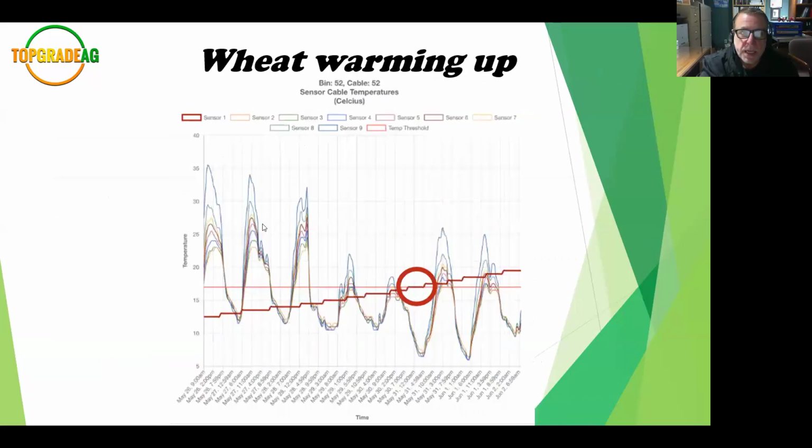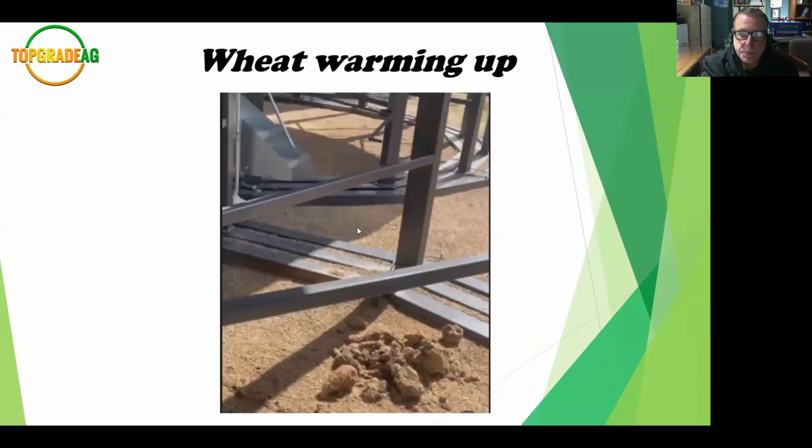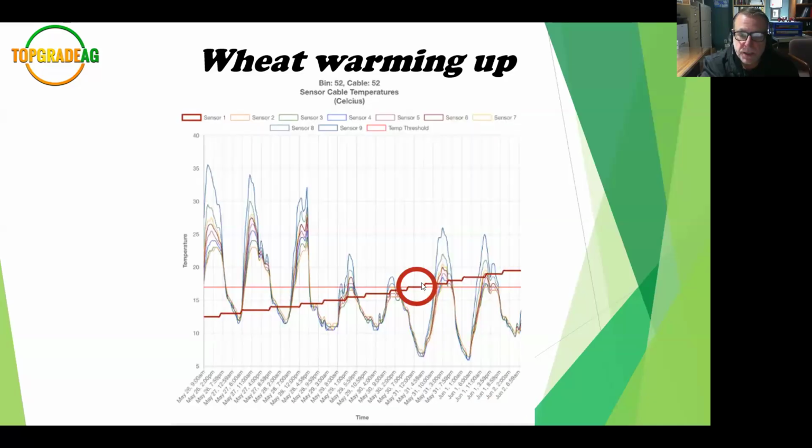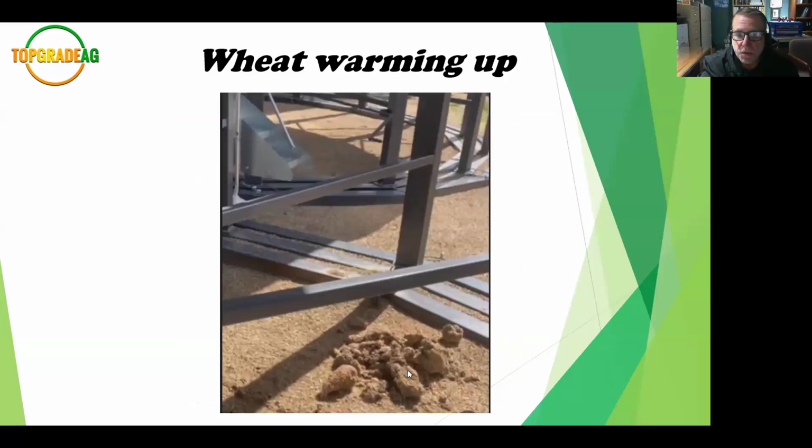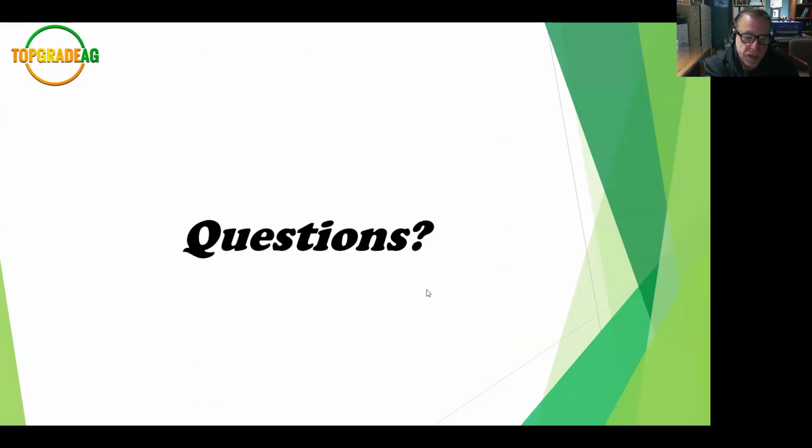Here is an example of a bin where the wheat actually was warming up and it triggered the alarm. And here is what the farmer found when he moved the grain. But you'll notice that this alarm was set at only about 17 degrees C. So almost no waste was experienced. And anyways, that is a real quick rundown of Top Grade Ag and what we are trying to provide. If there are any questions.